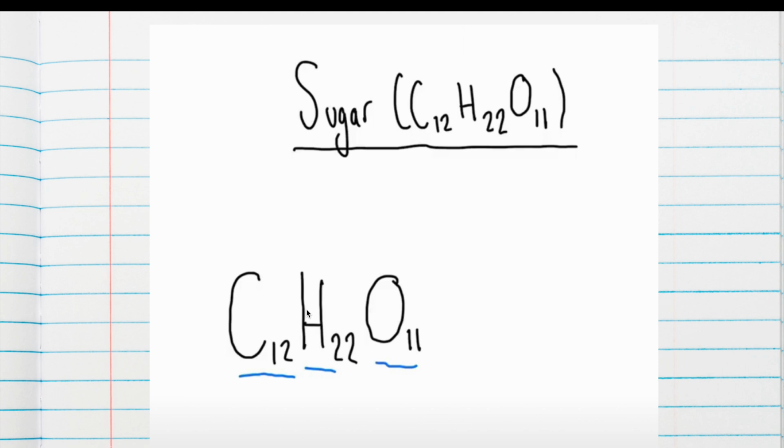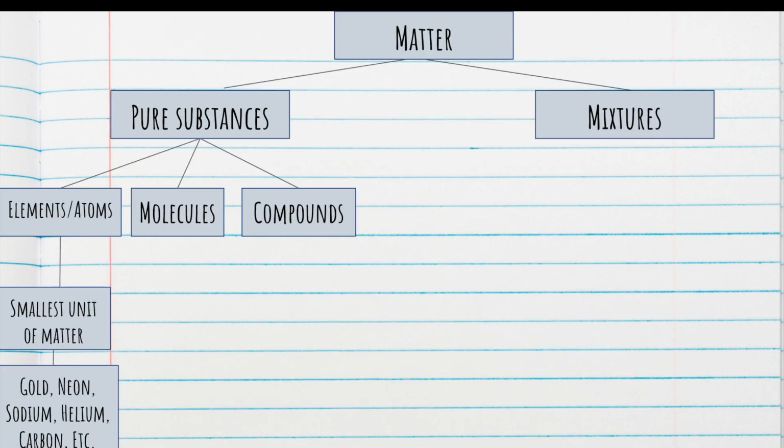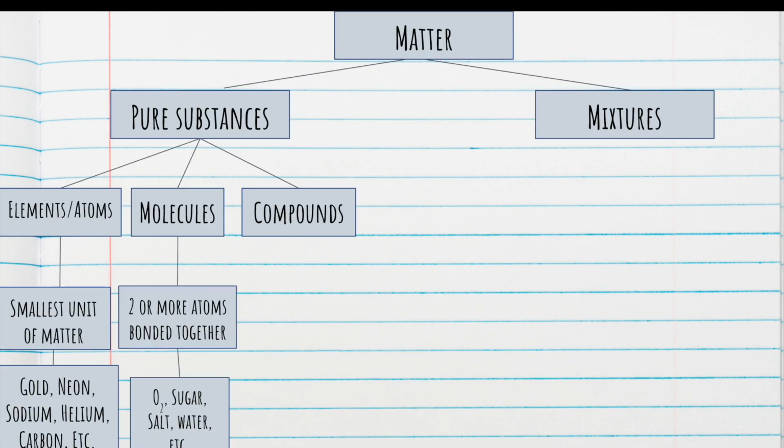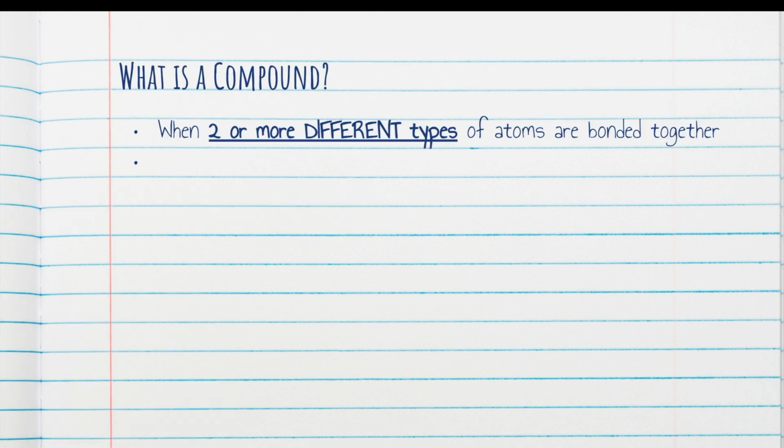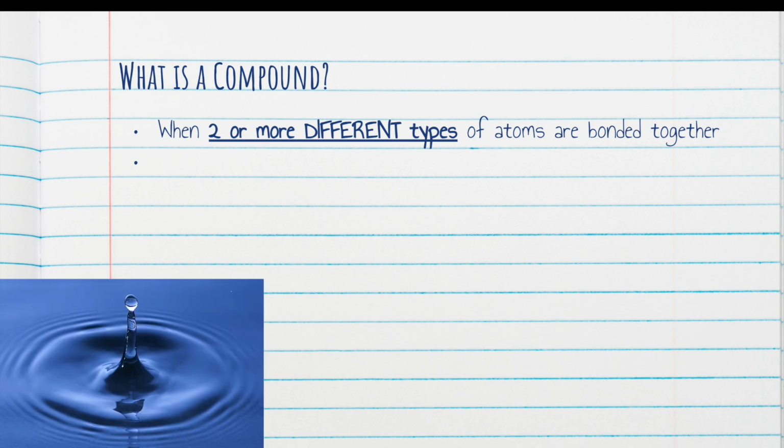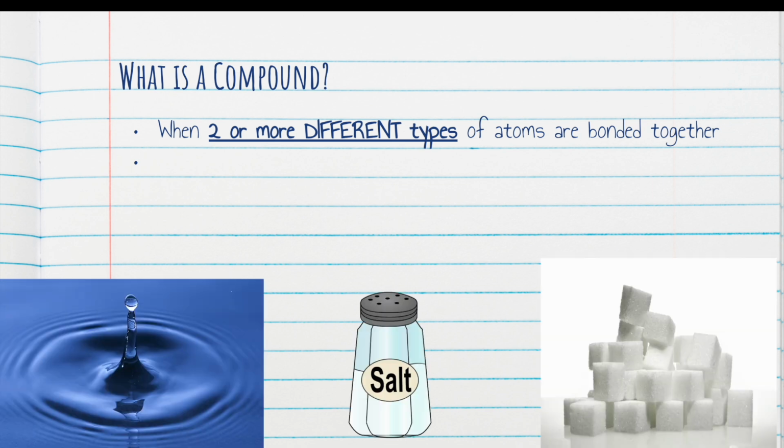These are different types of atoms bonded together. Now that we know a little bit more about molecules, let's add it onto our concept map. Let's focus on compounds now. A compound is when 2 or more different types of atoms are bonded together. We can see this with water, salt, and sugar.